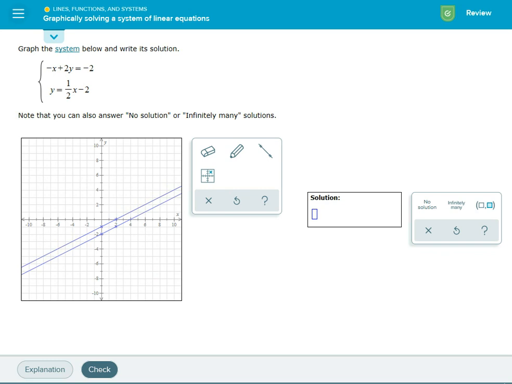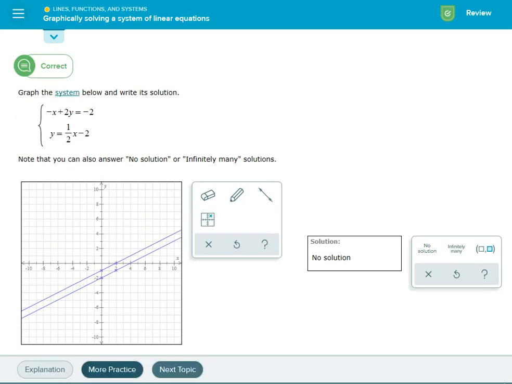And they have the same slope. Oh, yeah, they have the same slope. You can see they're parallel to each other. So parallel lines never touch each other. So I would click on no solution this time. And then hit check. And correct. Woohoo! And that's how it's done.